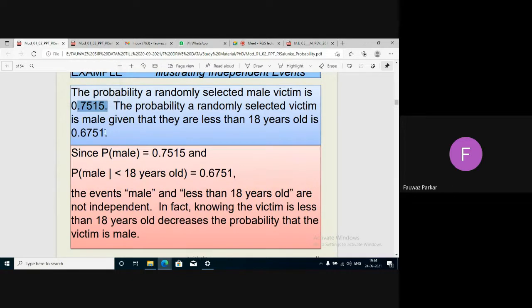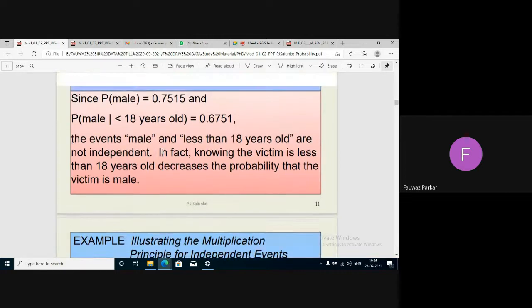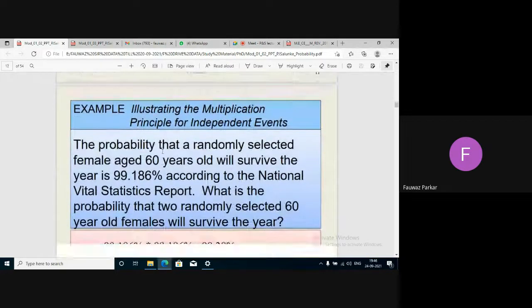But when we know that the person is below 18 years old, a minor, the probability of selecting a male victim is lesser as compared to the general probability when there is no age barrier. So these are not independent events, although you may feel they are, because the 18-year-old males are a subset of the entire population of males. This will not become an independent event.